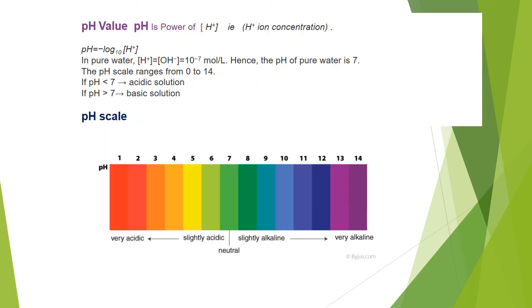pH value. pH is the power of H+ ion concentration, and it is presented as the minus logarithm of H+ ion concentration. When pH is 7, it is pure water and neutral in nature. When pH is less than 7, it is an acidic solution. When pH is more than 7, it is basic in nature. So the pH scale is the scale for identifying the acidic or basic character of solutions.